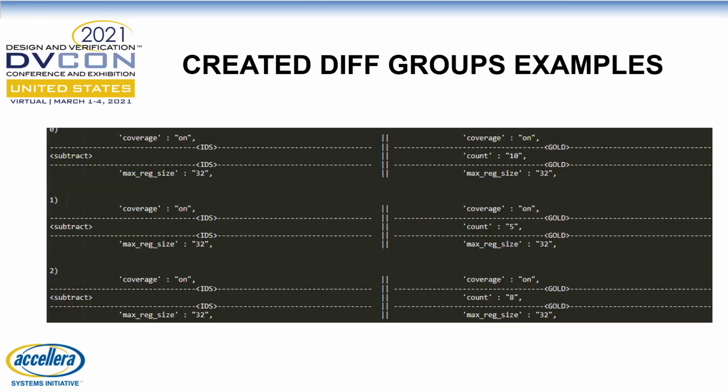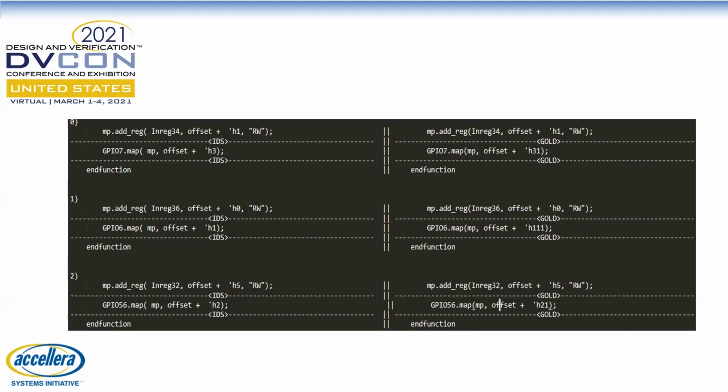These are the examples of some created diff groups. Here the bullets 0, 1, and 2 basically give the information about the diff members, and this is a diff group. Here we can see that the line in the golden code, with an attribute count, is subtracted in the newly generated code. This is another example where we can see the line between the two dotted lines had a difference where the hex value has changed as compared to the golden output.